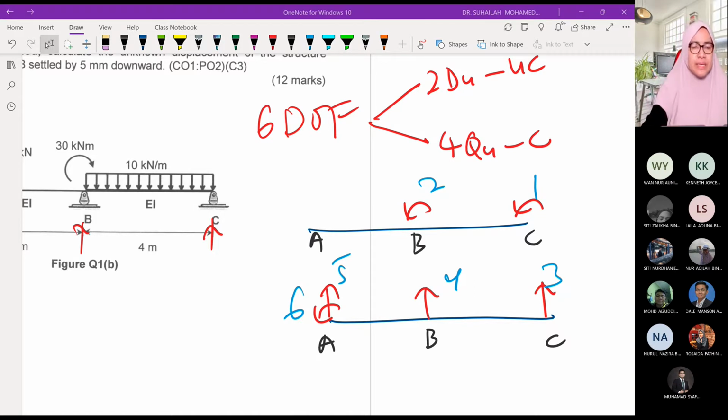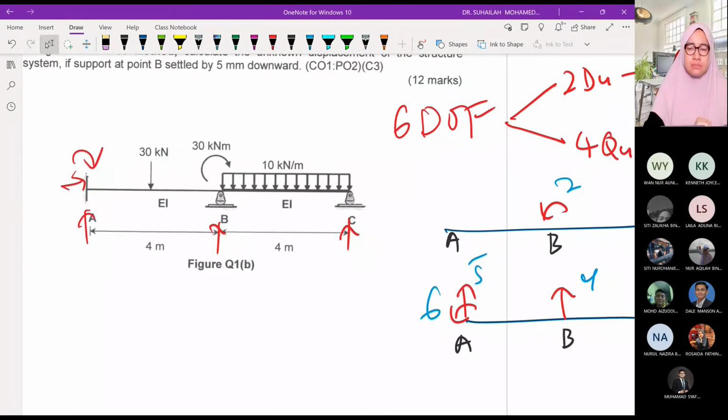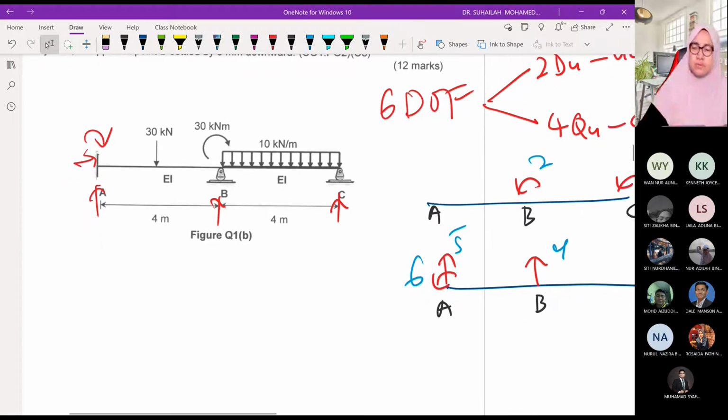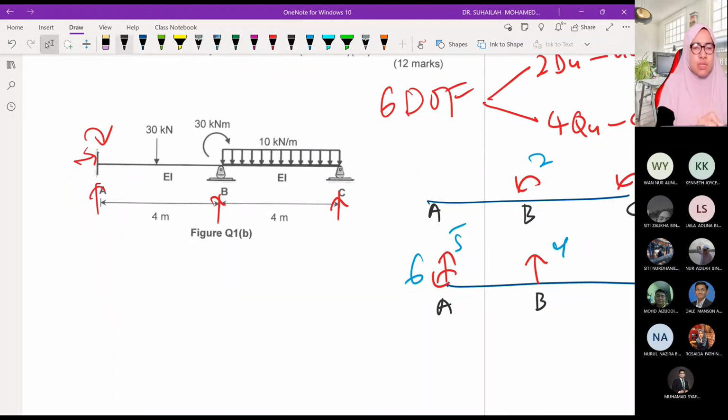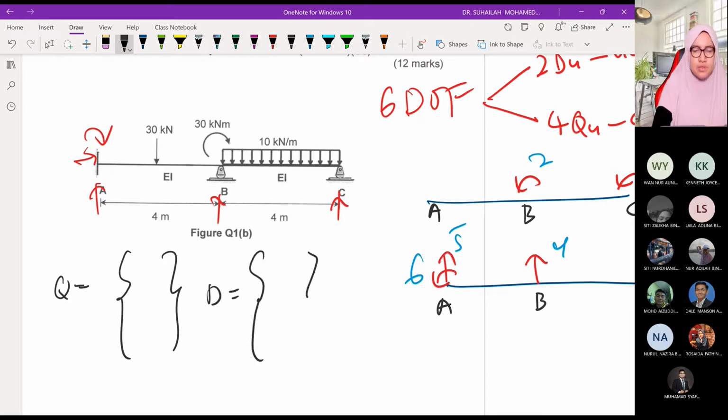Okay, 6. So from this, there is a position that we have to write: Q, and D, 6 positions. Okay, Q and D, 6 positions. Okay.